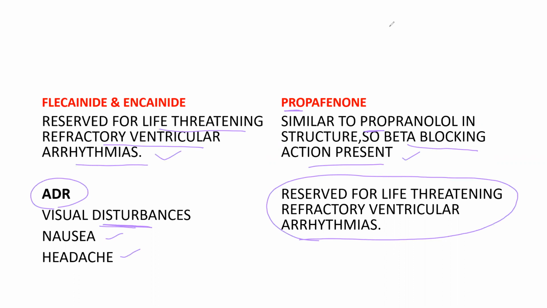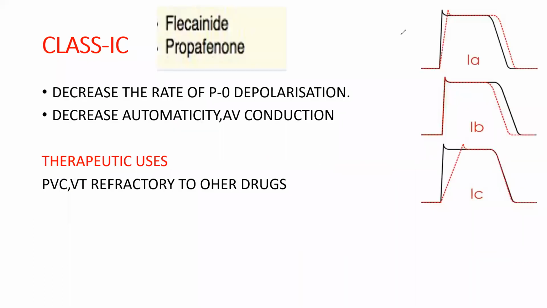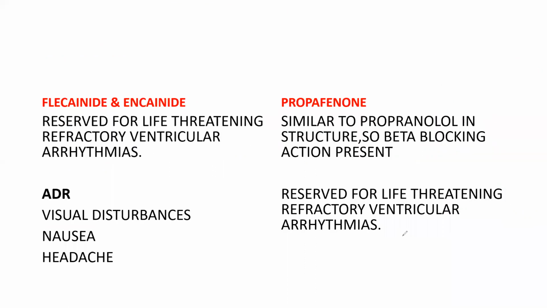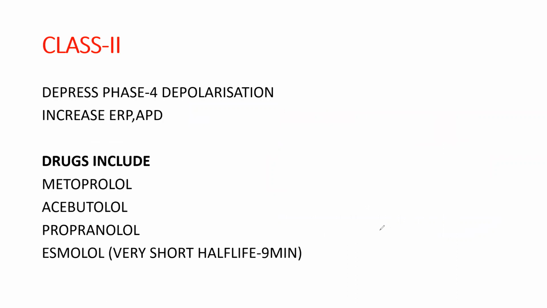So here we finished class 1C. These are used for premature ventricular contractions and ventricular tachycardia refractory to other drugs. Okay, this is flecainide, encainide, and propafenone. So here we finished class 1, and coming to class 2, we have class 2, 3, 4.